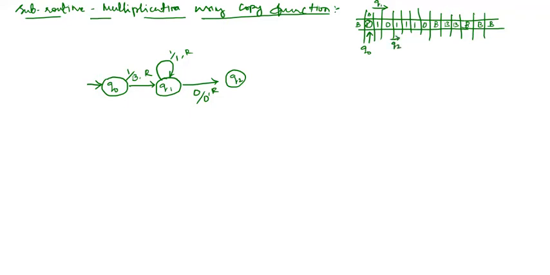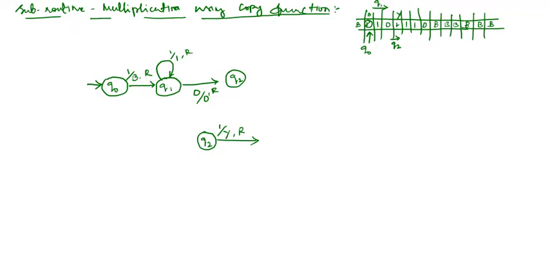So in q2, if I read a 0, only now am I going to call the subroutine function, or I am going to call the copy function. That is, I am going to make a copy function from q2. When I am reading a 1, it is converted into y and I move towards the right. That is, I change this to y.